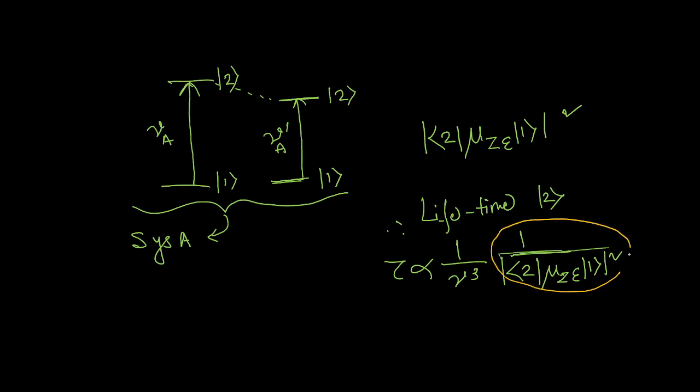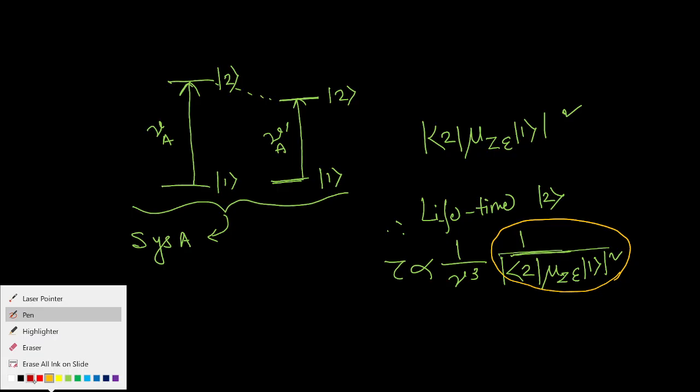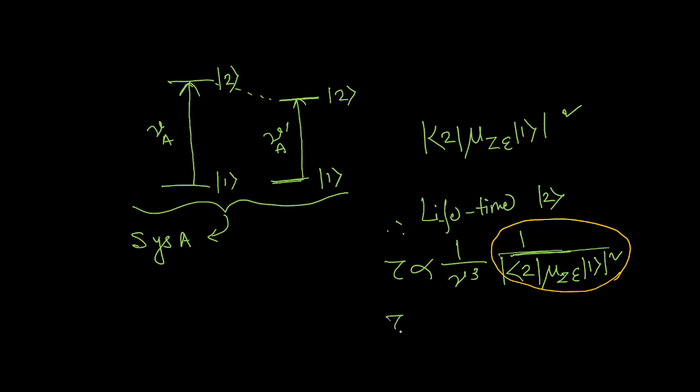This remains fixed. So for the transition, the lifetime will only depend on the separation between the two states. Now in this case, what we found is nu A is greater than nu A prime. Therefore, tau A will be less than tau A prime.